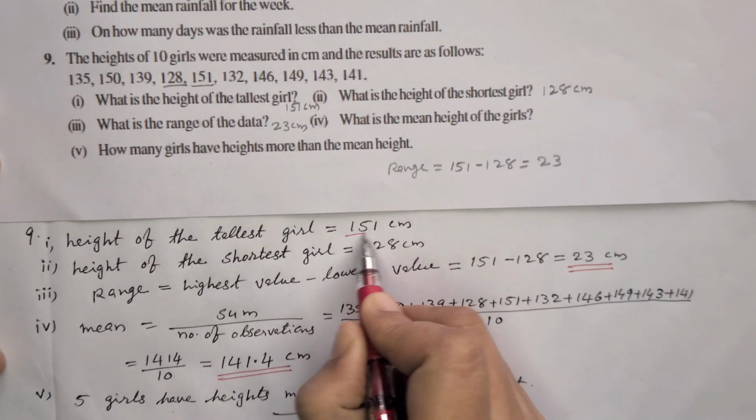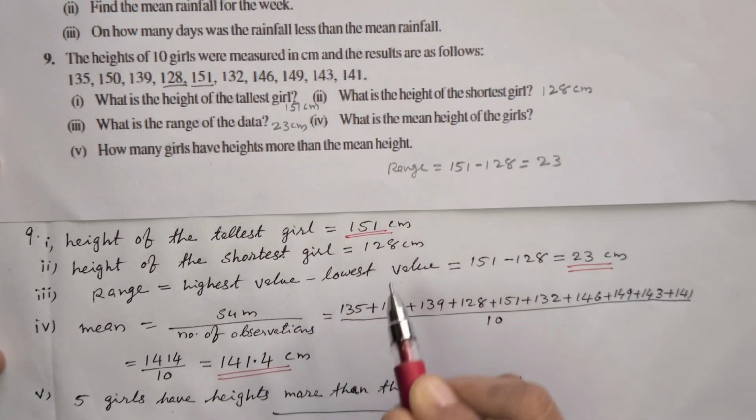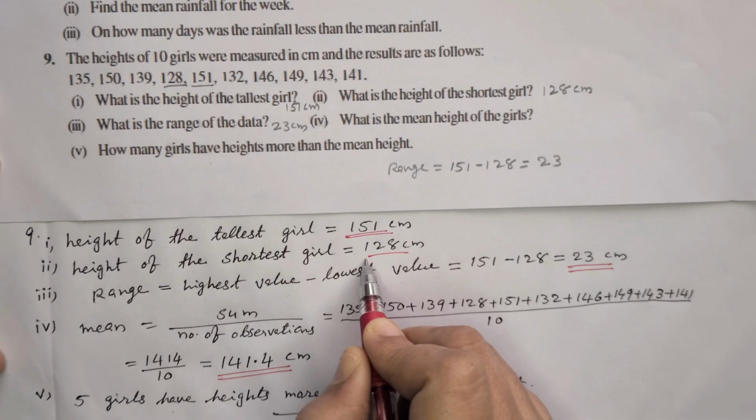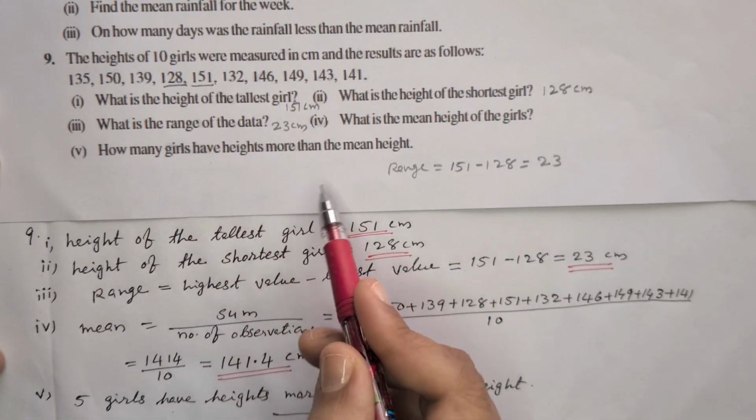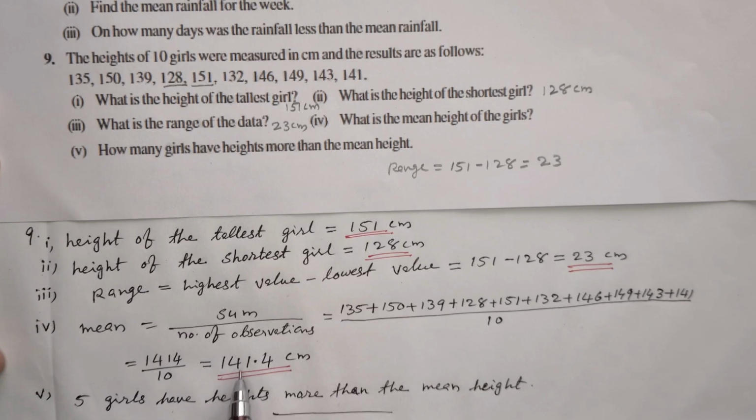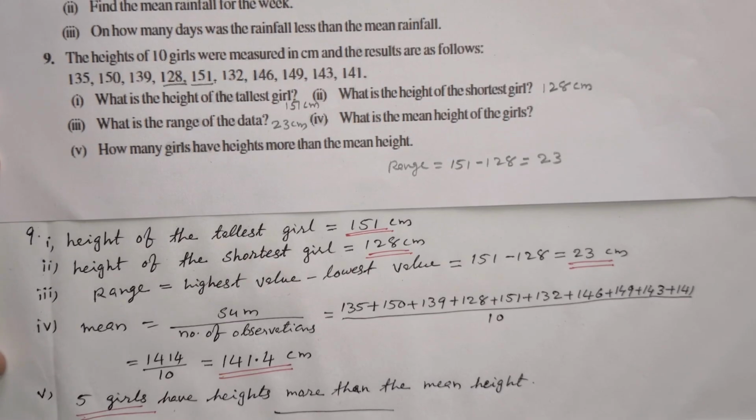The range is 23 centimeter. The tallest girl is the one with 151 centimeter. Shortest is 128 centimeter. And then how many girls have heights more than the mean height? Mean height we got is 141.4 centimeter. Above that, 5 girls have heights more than the mean height.